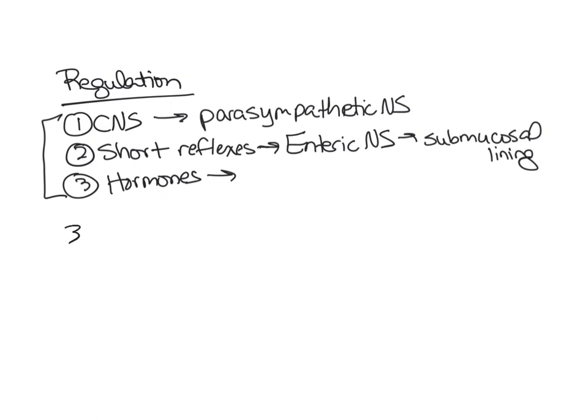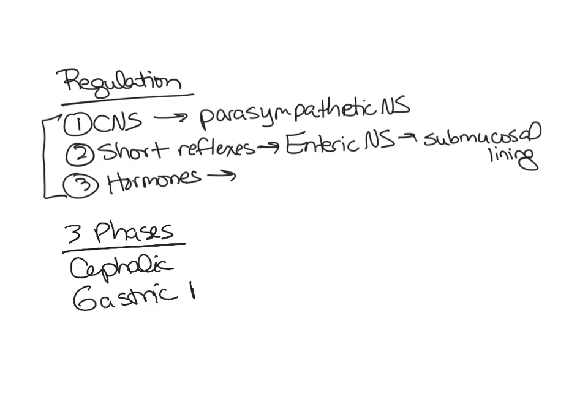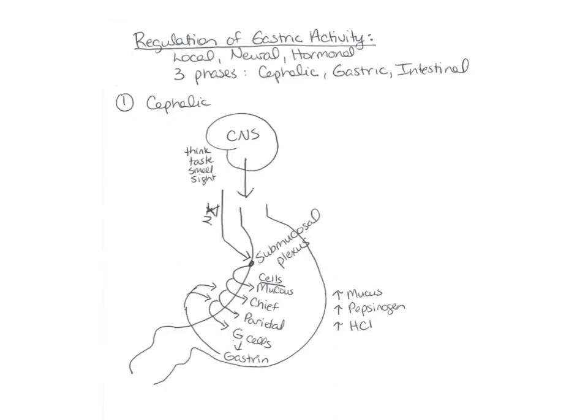So there's three phases, and the first phase is called the Cephalic Phase. This will be the very first phase. The second phase is called the Gastric Phase. And the third phase is called the Intestinal Phase. We'll begin by looking at the cephalic phase.